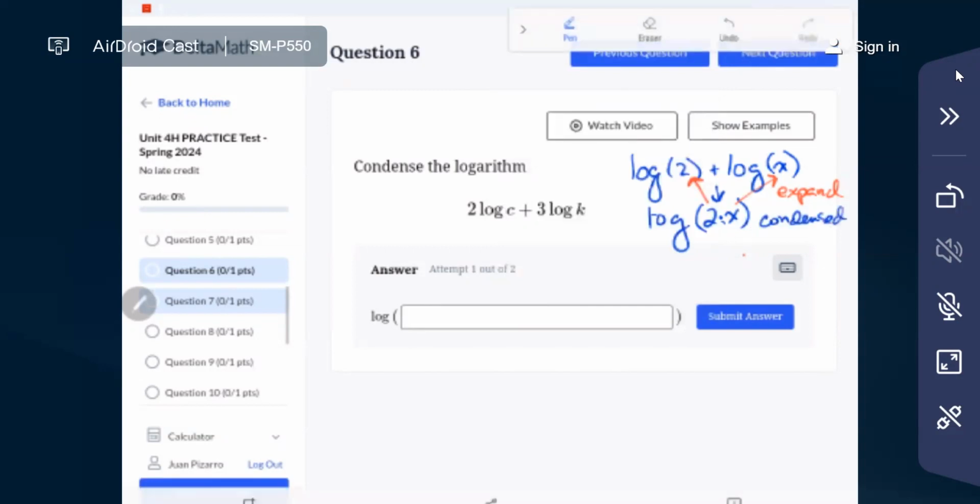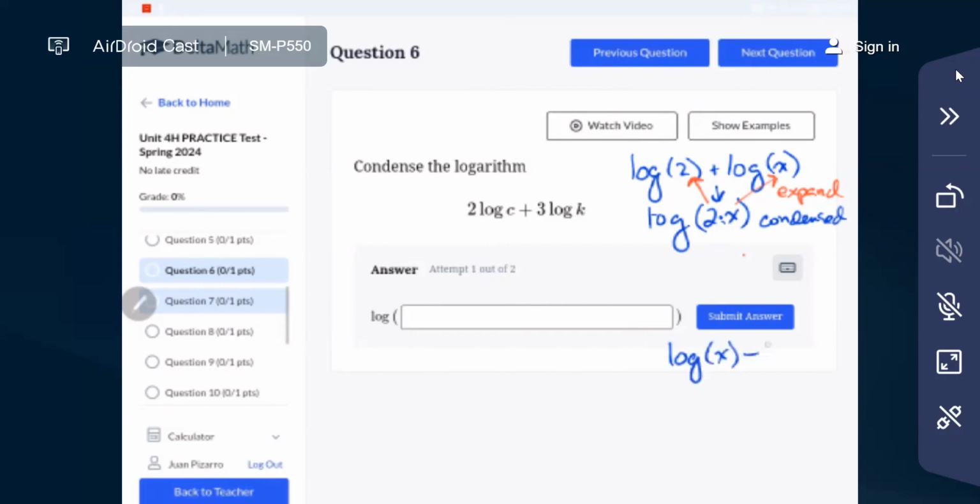So that's one of our rules. Another rule is that if you have log of x minus log of 2, that turns into division. Whatever has a negative in front of it ends up in the denominator. So that turns into division, and it goes the same way backwards.